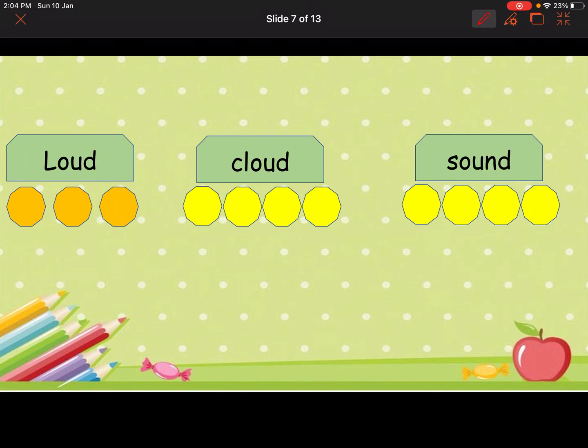Okay, we are going to segment the words into different sounds. First we have loud. We are going to write l here, the sound ow here, and the sound d here. Okay, so we write the ow together. We write them as one sound. Number 2 we have cloud. Write k, l, ow, d. Okay, then s, ow, n, d. Sound.